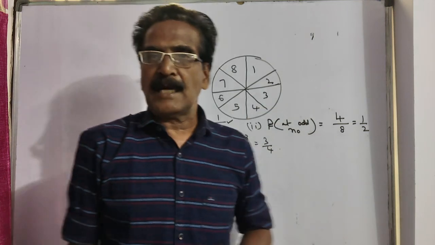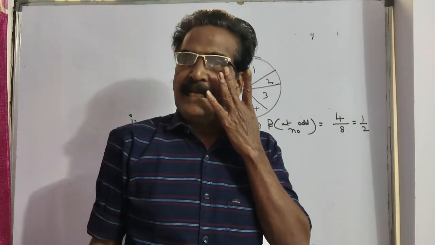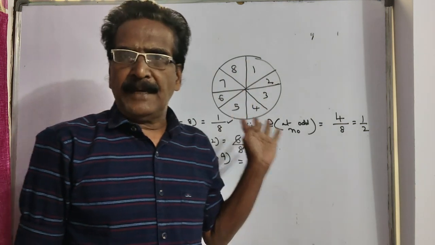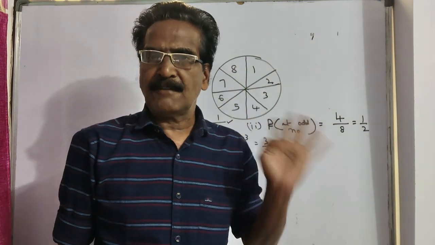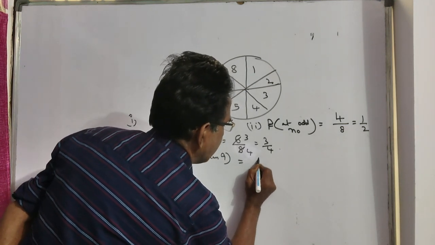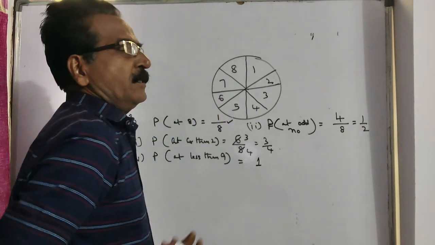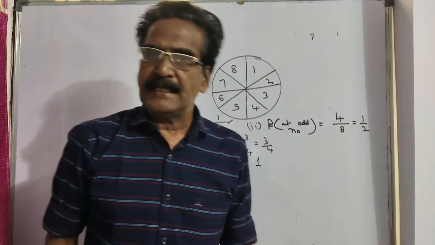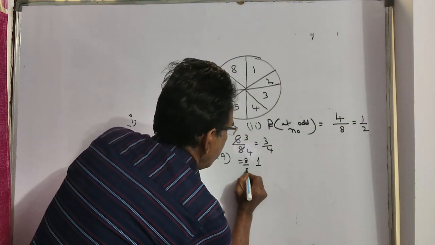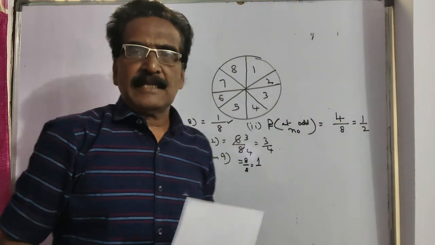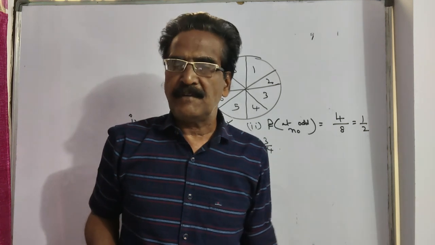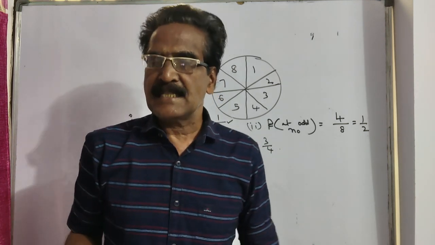Here all the 8 numbers are less than 9. So let it stop at any number, that will be less than 9. So it is a sure event. Probability is 1. We can do 8 by 8, that is equal to 1. Otherwise, we know the probability of a sure event is 1. So, your answer is 1.